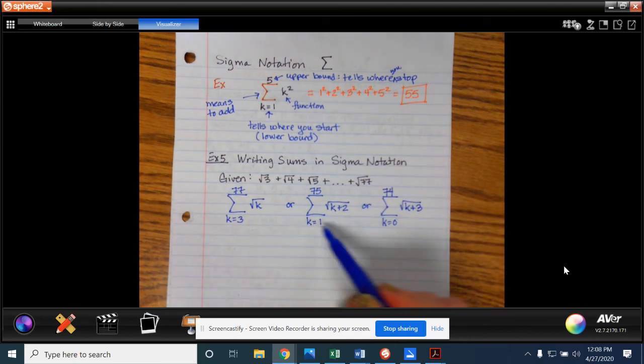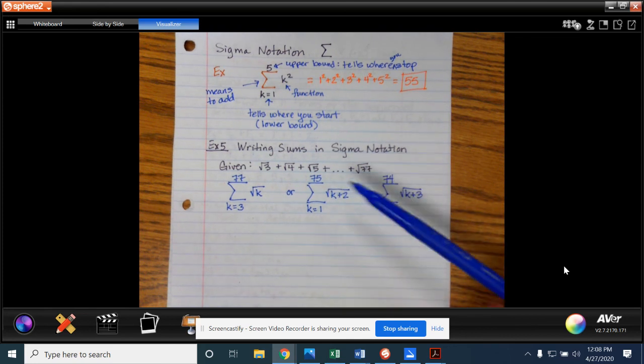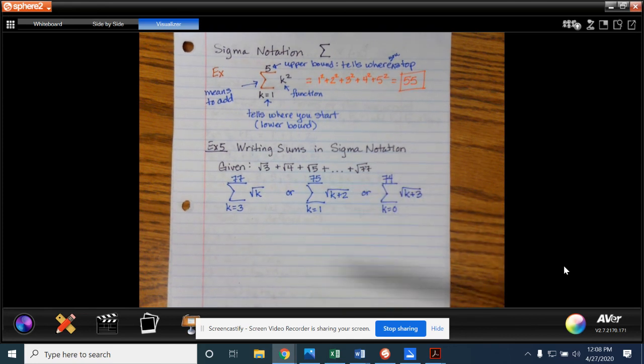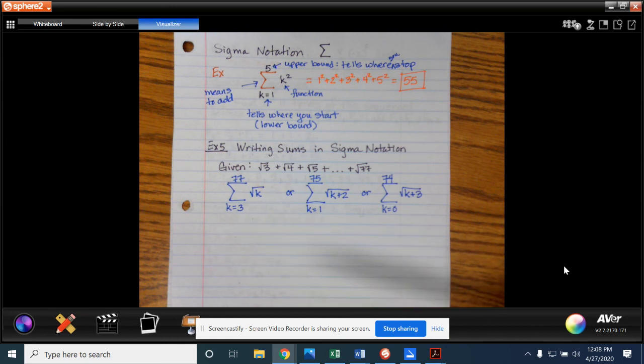So 3 different ways, and you'll see typically the middle one a lot, and this is the most simplistic, but that middle one is used quite a bit.